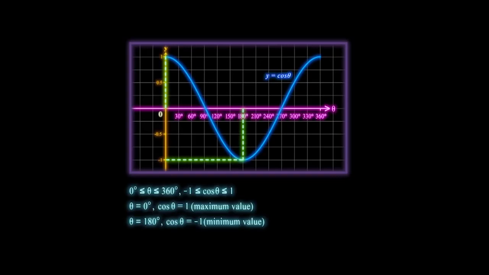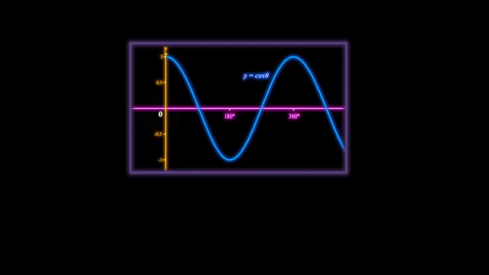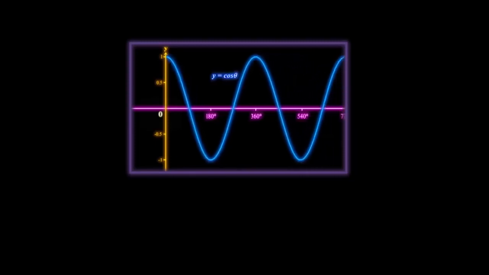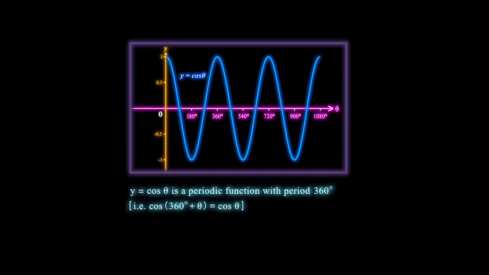If angle theta keeps increasing, and we continue to plot the relationship of angle theta and cosine theta on a graph, we observe that the graph of the cosine function repeats itself every 360 degrees. We also say that the cosine function is a periodic function with a period of 360 degrees.